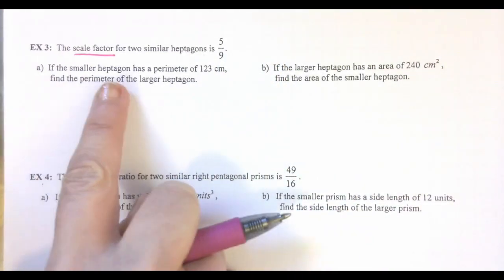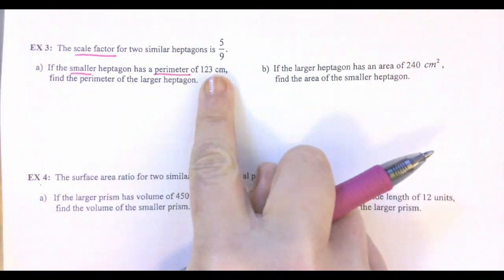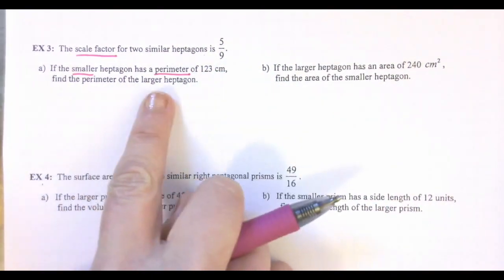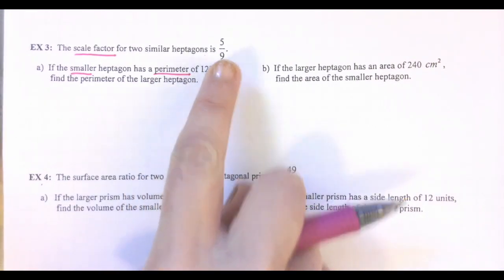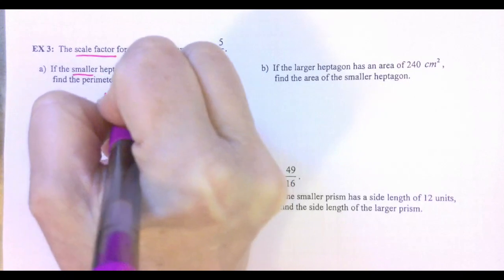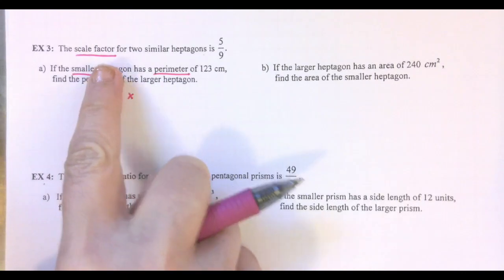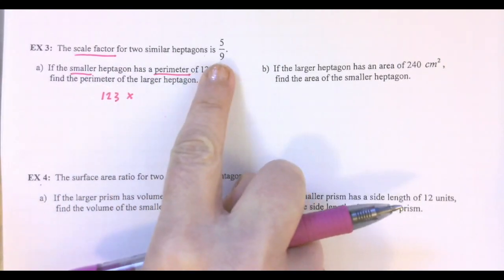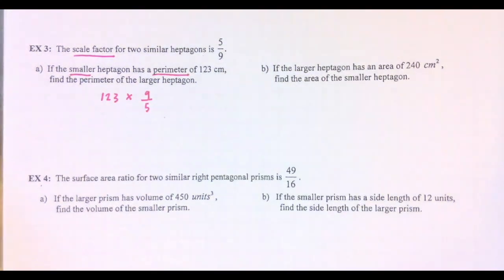So here, we're told the smaller heptagon has a perimeter of 123 centimeters, find the perimeter of the larger heptagon. If I think about what my perimeter ratio would be, it would be the same as my scale factor, but I need to make sure that I'm applying it to either make my shape larger or smaller. So I'm going to take that 123 and multiply it by the perimeter ratio that would make it enlarge, right? I'm going from small to large. So I look at my scale factor and I take the reciprocal, 9 over 5.